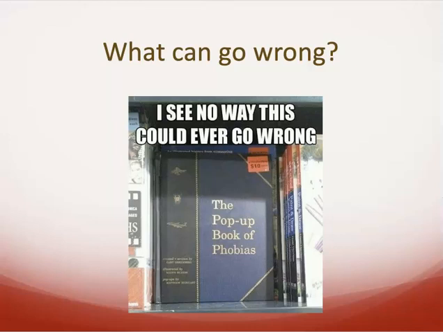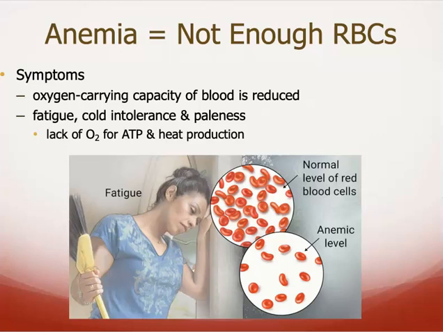So let's take a look at some of the things that can go wrong. We've already mentioned anemia, so this is not having enough red blood cells. Again, oxygen carrying capacity is reduced, which then causes fatigue as the main symptom, as well as cold intolerance and obviously paleness on the individual. That lack of oxygen is not available for ATP and heat production, hence the fatigue and cold intolerance.